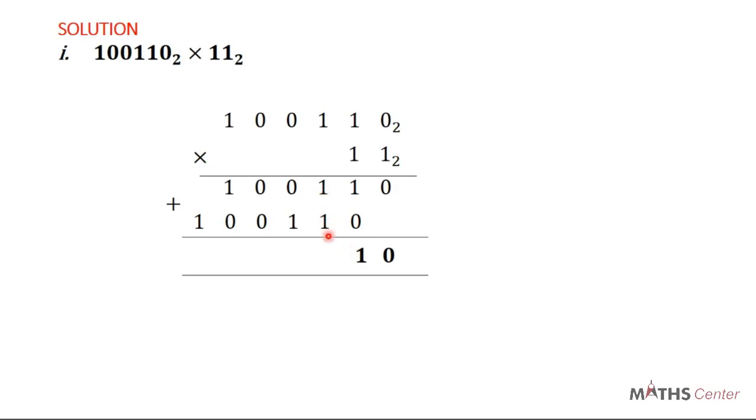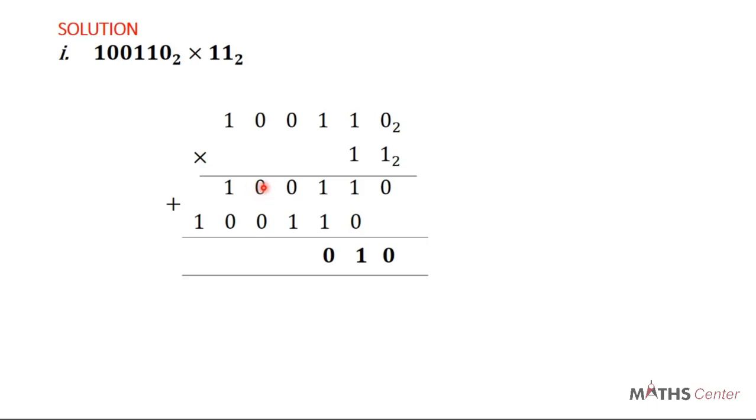1 plus 1 will give us 2. 2 in base 2 is 1 remainder 0. So we write the remainder, which is 0. Then we carry the 1 forward to the side. So we bring that 1 here. So we are going to have 1 plus 1, which is 2. 2 in base 2 is 1 remainder 0. So we write the remainder here, which is 0. Then we carry the 1 forward to this side.